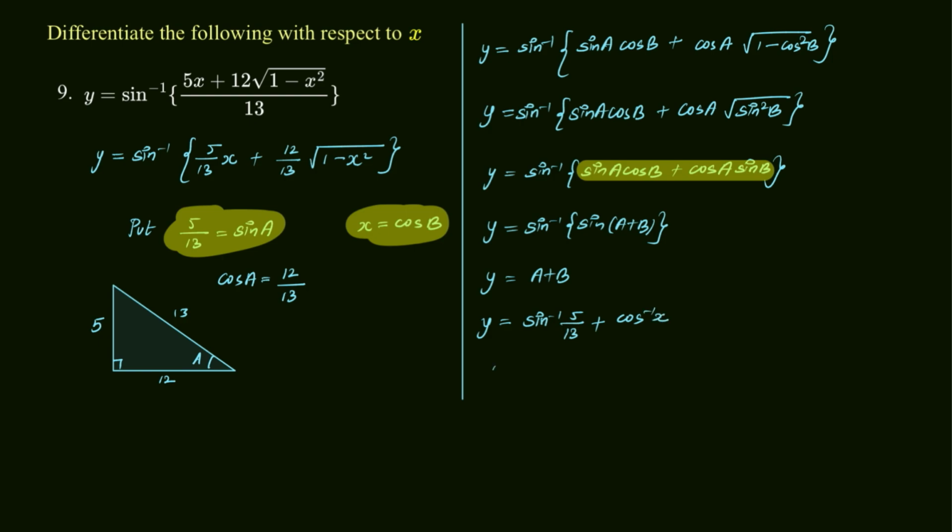Now let us differentiate both sides with respect to x, then we will have dy over dx equals, see, sine inverse of 5 over 13 is a constant, so the derivative of a constant is 0. Then we will only be left with d/dx of cos inverse of x, and the derivative of cos inverse x is minus 1 over square root of 1 minus x square. So this is the answer for this question.